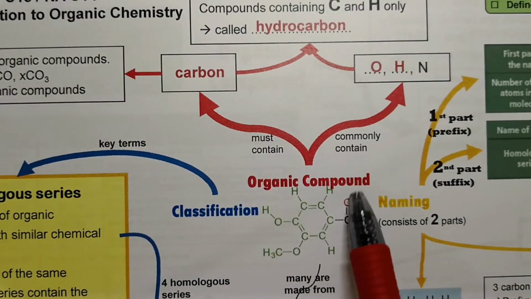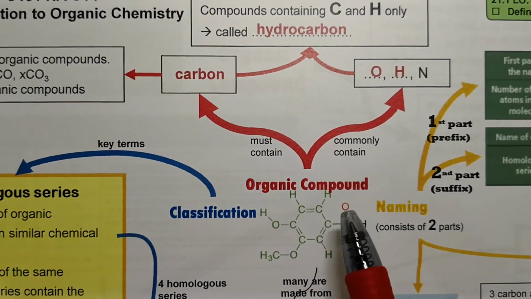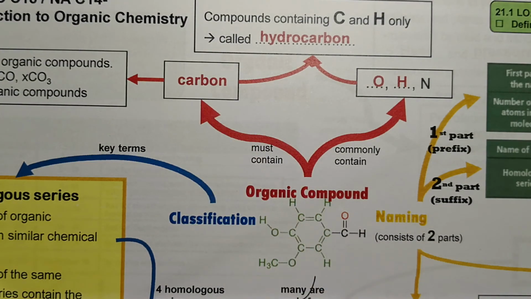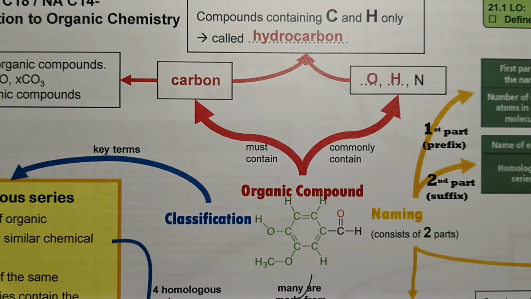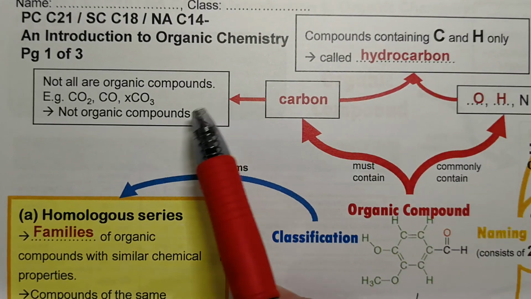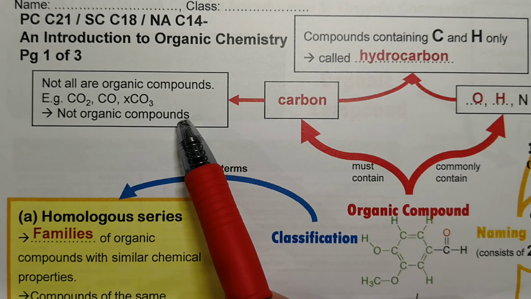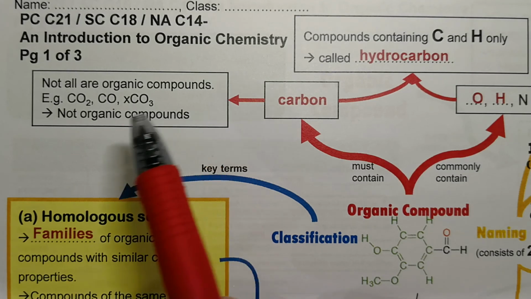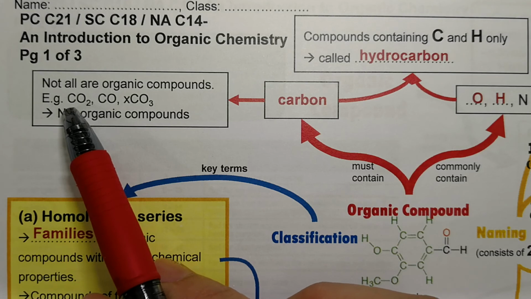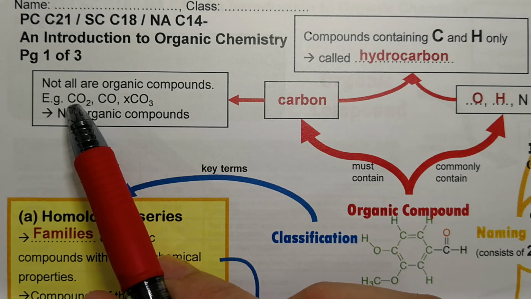So an organic compound basically means that it must contain carbon. There must be this element called carbon in the organic compound. But not all carbon-containing compounds are organic compounds. So for example, carbon dioxide. There is carbon in carbon dioxide, but carbon dioxide is not an organic compound.